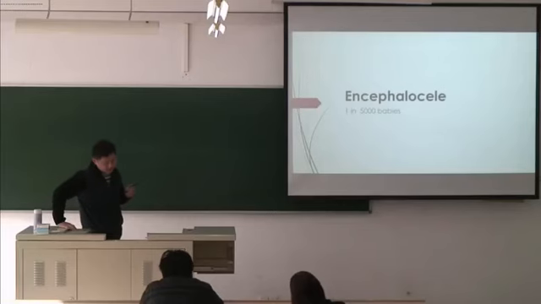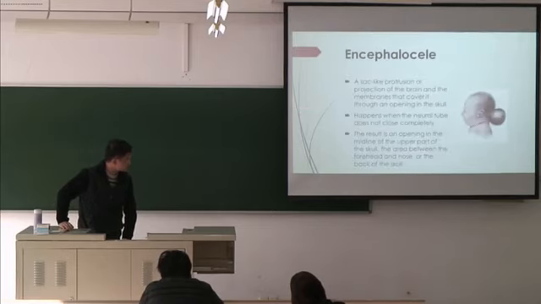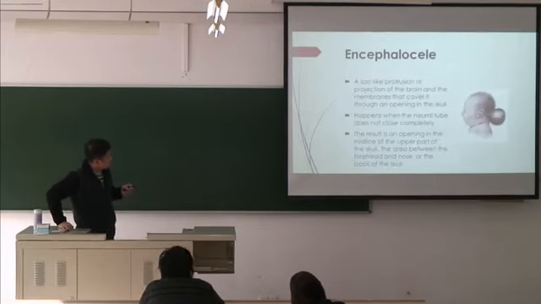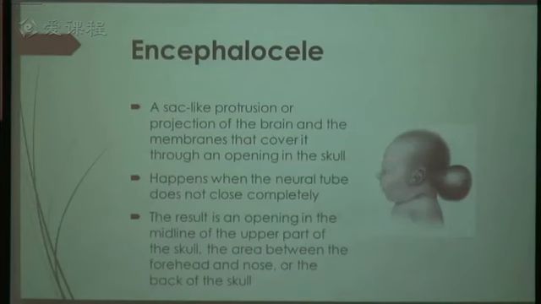It's 1 in 5,000 babies. It's also a failure of closure of the upper part of the head, but the location is a little bit different. So you can still see the formation of a head, but we will have an opening there, so it will form a sac-like protrusion on the back of the brain, and sometimes it will form in an area between the forehead and the nose. Again, this is also a neural tube that does not close completely type of defect.